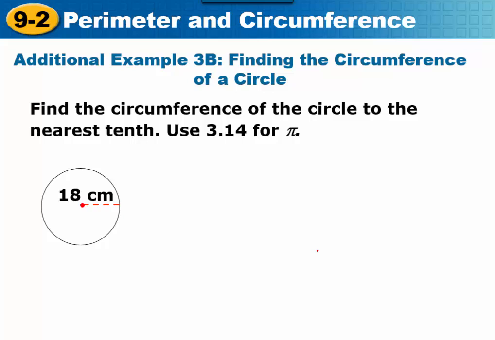Okay, let's see how you did. Step number 1, write the formula. Circumference is equal to pi d. Okay? So then I plug in my values. C is equal to, well, pi is 3.14 times, and now I like the diameter one.